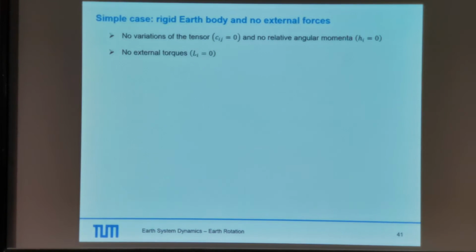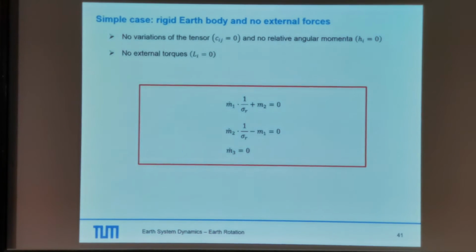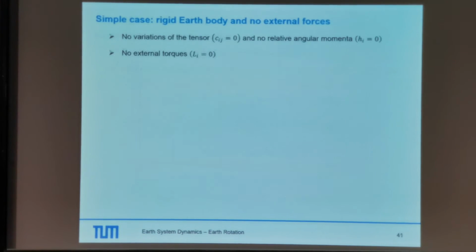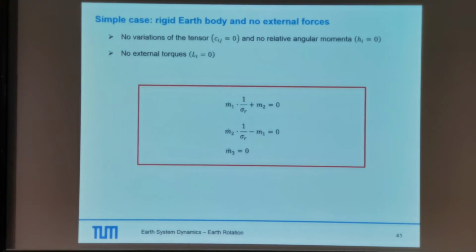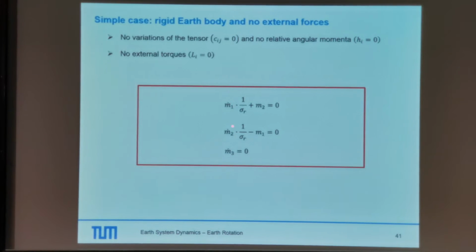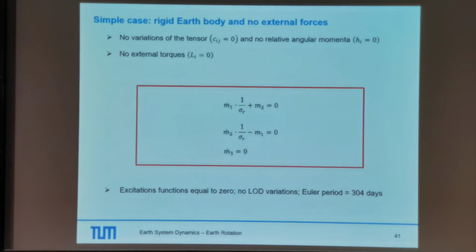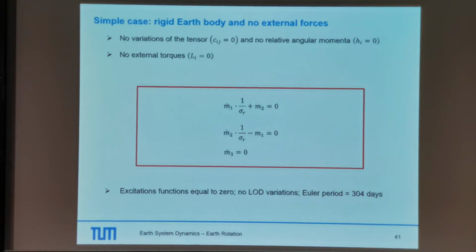Now, no external forces and no deformable body, only the rotating reference system. If we cancel out all the small c's, all the small h's, and the products, we end up with this equation system, where we have m1, 2, 3 dot, with a prefactor plus m2 or minus m1 is equal to 0. So the right-hand side totally vanishes. What does this mean? Excitation functions are all equal to 0.